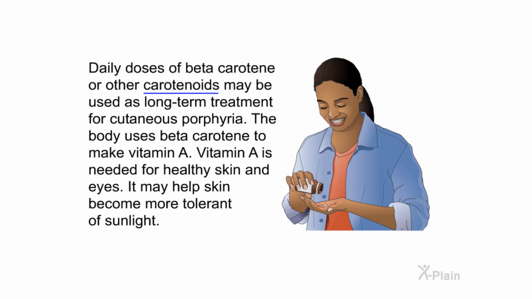Daily doses of beta-carotene or other carotenoids may be used as long-term treatment for cutaneous porphyria. The body uses beta-carotene to make vitamin A. Vitamin A is needed for healthy skin and eyes. It may help skin become more tolerant of sunlight.